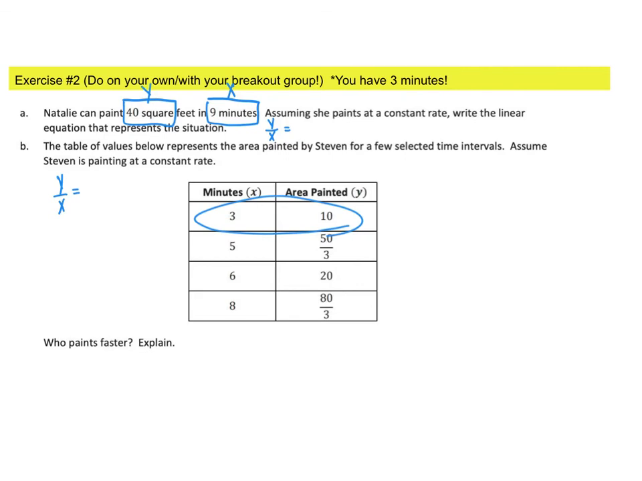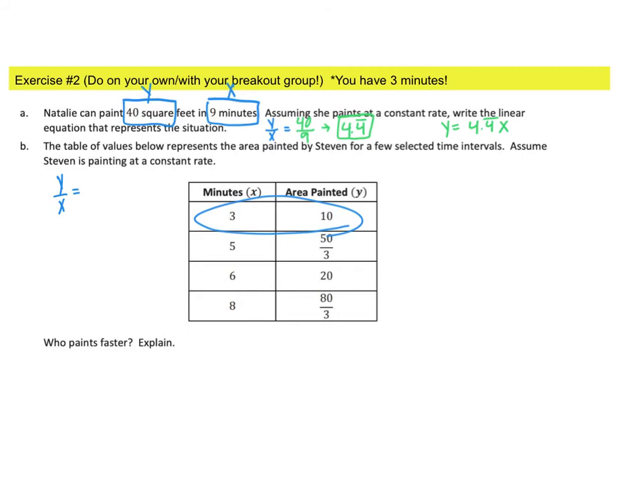All right, going over this, I have 40 as my y, and 9 as my x. 40 over 9 is the same as 40 divided by 9, and when I do that in my calculator, I get 4.4 repeating. So this is my constant rate for exercise 1. And if I wanted to put that in an equation, I could. It would be y equals 4.4 repeating x.